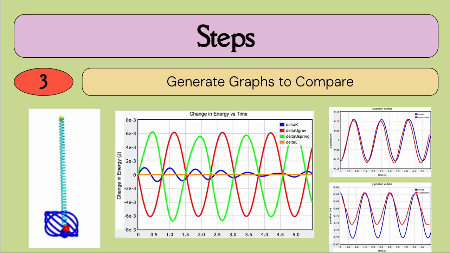And in doing this, we were able to generate graphs that we can use to compare our results. The image on the very left shows the diagram that was made of what the predicted motion would be. The middle graph shows the changes in energy, all the different types of energies. And then the two graphs on the very right show the differences in the x and the y positions of oscillation.